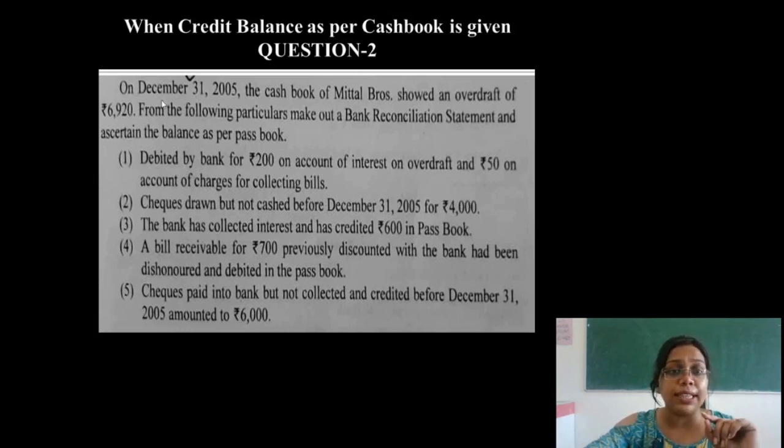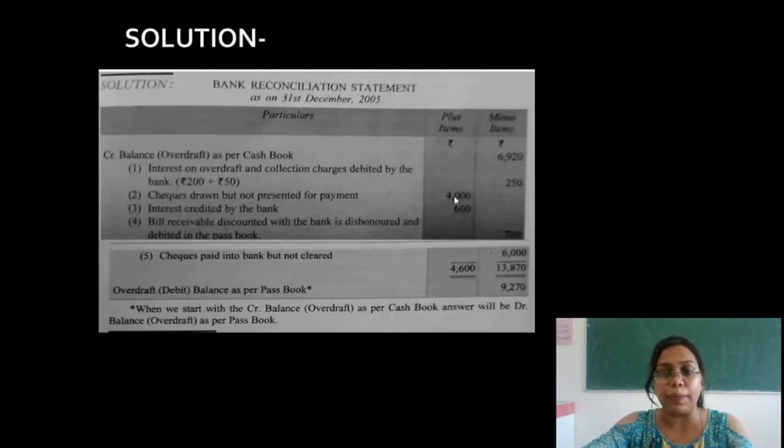But actually, till the date of preparation of BRS, this check has not been encashed. So this amount has not been deducted from my bank account and passbook as well. So I will again add this amount of rupees 4,000 to the bank column of my cash book. So I will add this 4,000 rupees to my BRS.